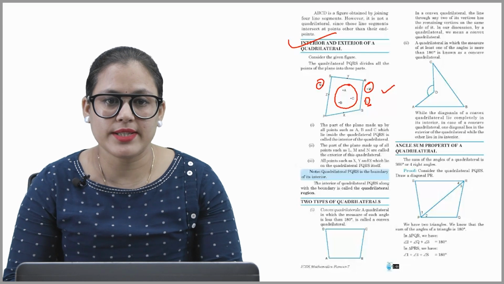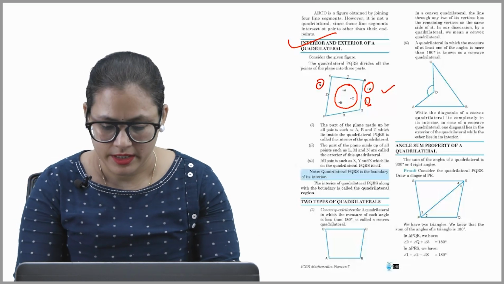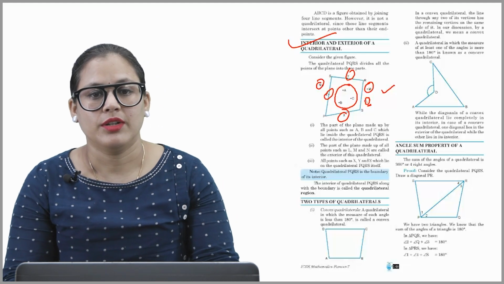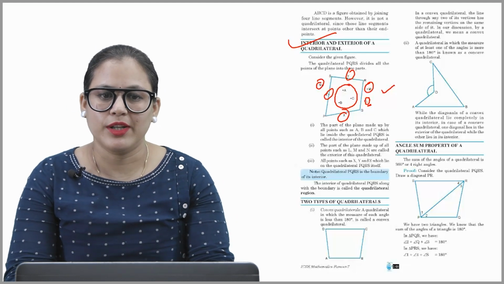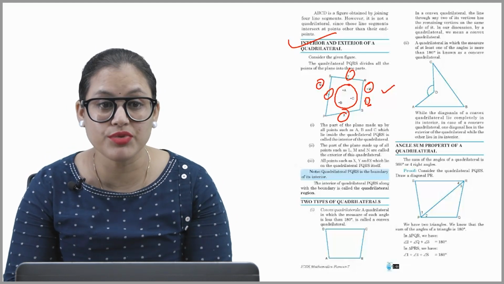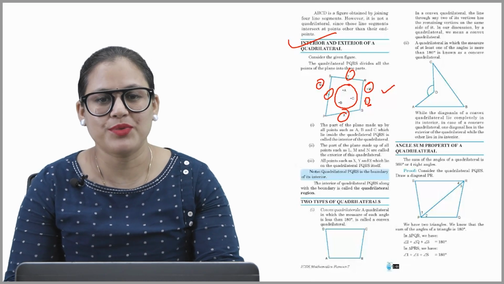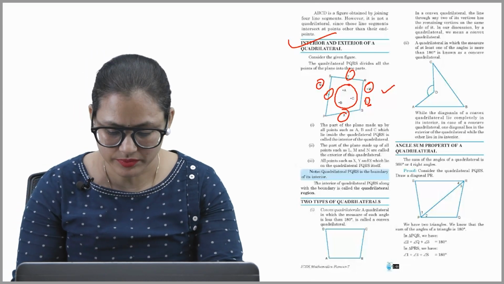And 3, all points such as X, Y, Z, which lie on the quadrilateral PQRS itself. Note, quadrilateral PQRS is the boundary of its interior. The interior of quadrilateral PQRS along with the boundary is called the quadrilateral region.